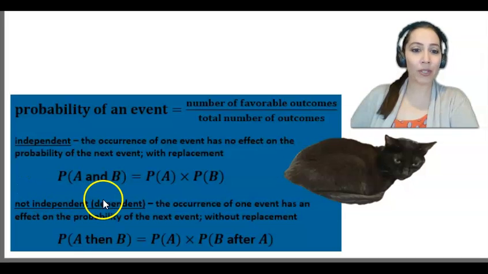Not independent, or dependent: the occurrence of one event has an effect on the probability of the next event. It's without replacement. So the probability of A, then B, equals the probability of A times the probability of B after you have found A.